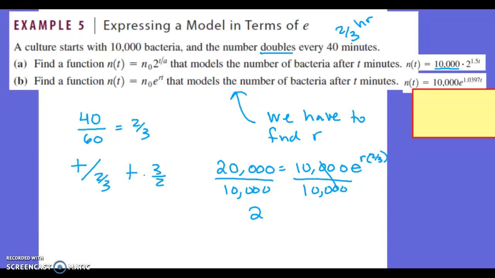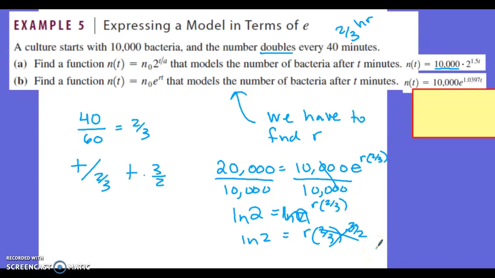Okay, so I got cut off in my last video, so I'm going to finish off this problem where I was trying to find r. I divided both sides by 10,000 to get 2 equals e to the r times 2/3, and then I'm going to take ln on both sides. ln and e will cancel out, so that gives me ln 2 equals r times 2/3. So what I can do is multiply both sides by 3/2, and that'll be r.